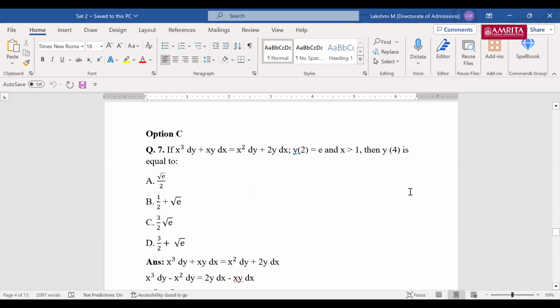Yes. Another question of the same type. If x cube dy plus xy dx is equal to x square dy plus 2y dx, given y of 2 equal to e, x greater than 1, they want me to find y of 4. The answer is in terms of e. It's root e by 2, root e and all of that. So just start doing.